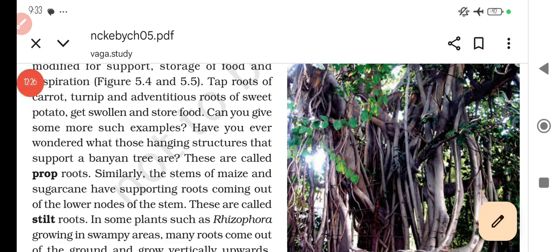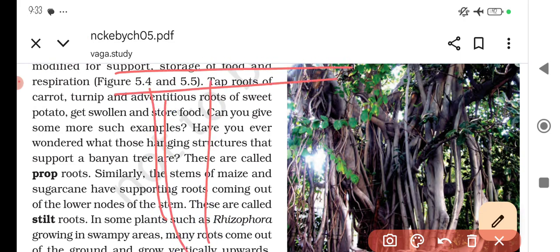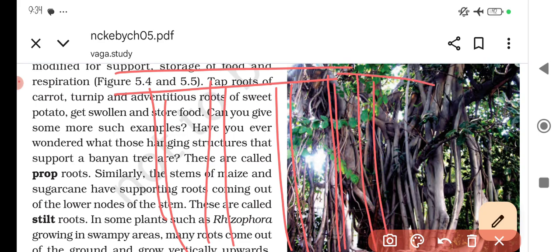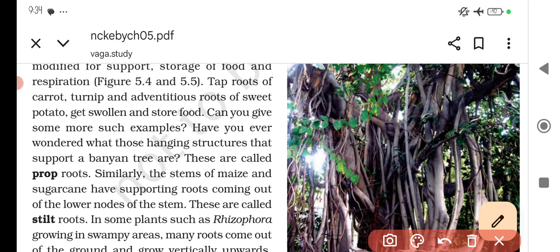And there is one more point. These pillar roots which are there, they grow in positively geotropic manner. That means they grow towards gravity into the soil, towards the earth.